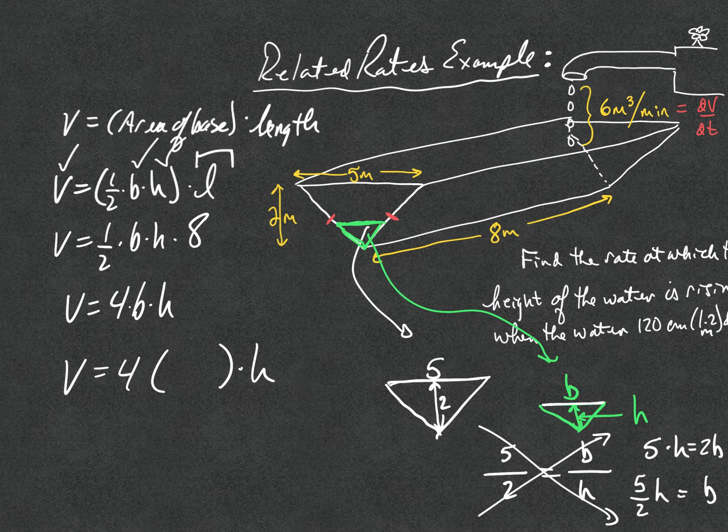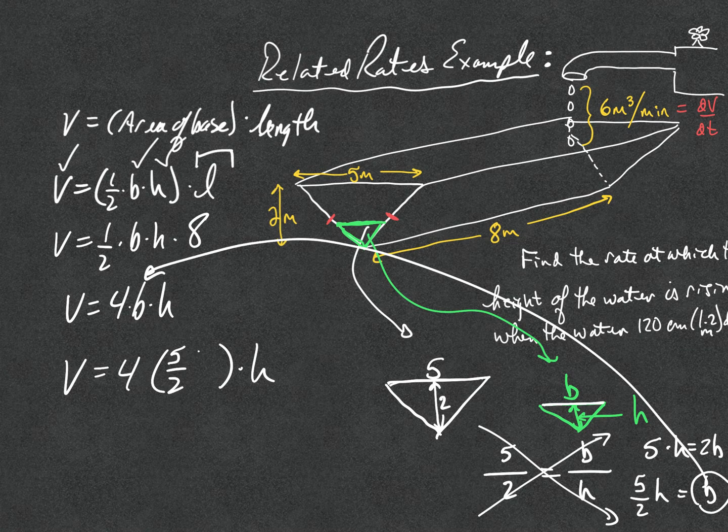So now, wherever I see a B in my volume, right there, I can then replace b with what it's equal to, which is 5/2 times h. All right? And now by multiplying, let's see, what's 4 times 5/2, guys? That would be a 10. And h times h is h squared. My equation for volume has now gotten us all the way down to v equals 10h squared.